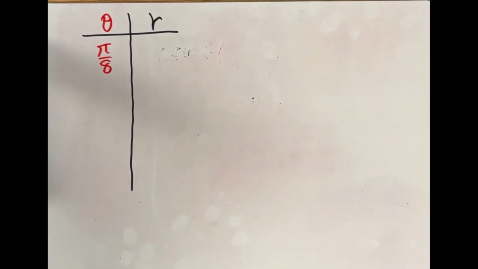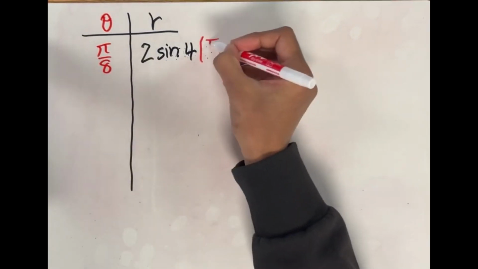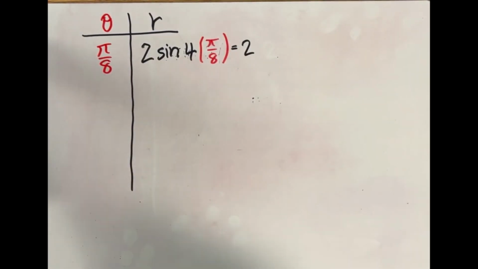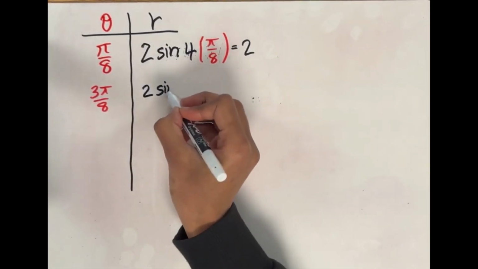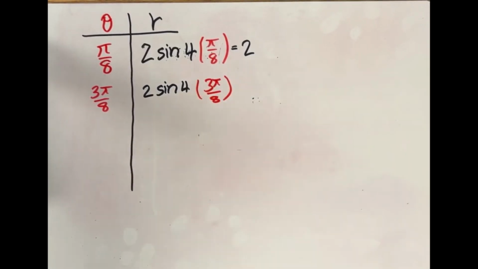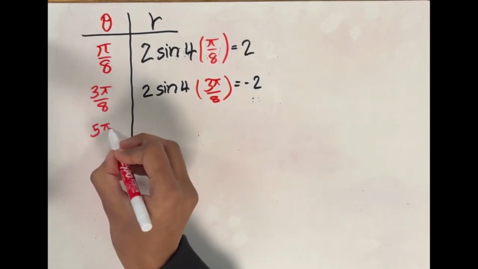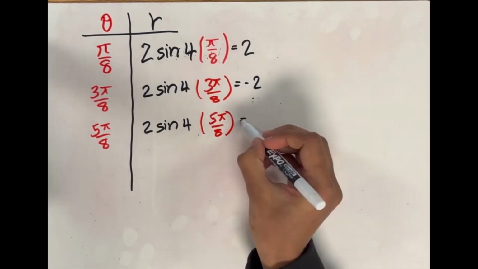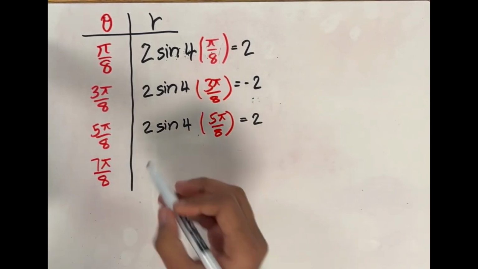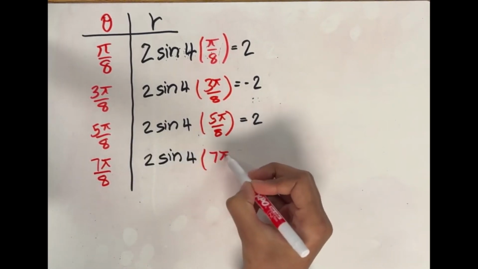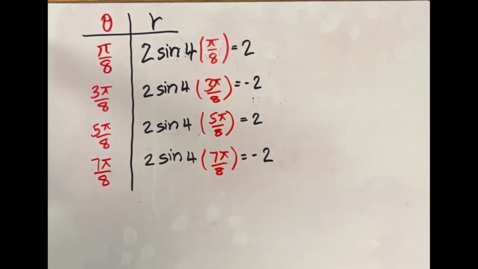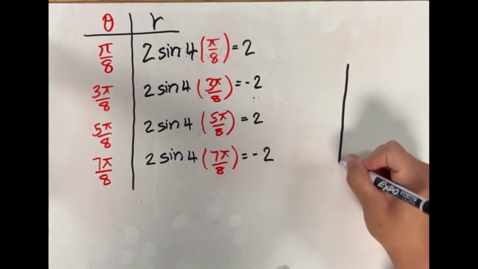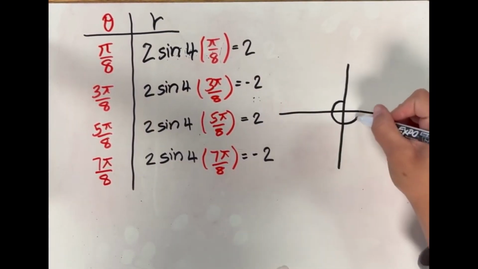So to actually plot the rose petal, we would need to make a t-table and plug in values for theta into the original equation. First we did pi over 8, which would give us 2, 3 pi over 8, which would give us negative 2, 5 pi over 8, which would give us positive 2, and 7 pi over 8, which would give us negative 2. And we do pi over 8s because we know that every pi over 4 is 0, so in between that would be pi over 8.